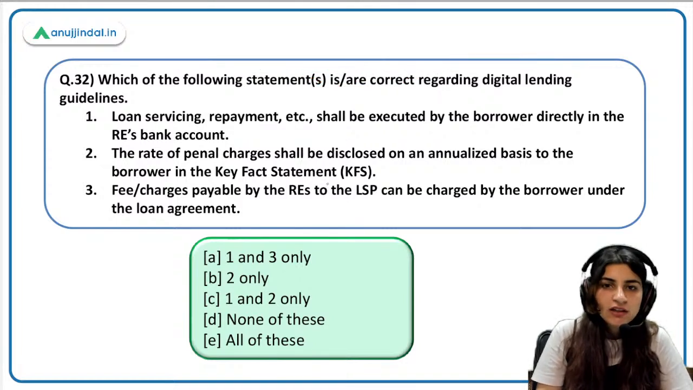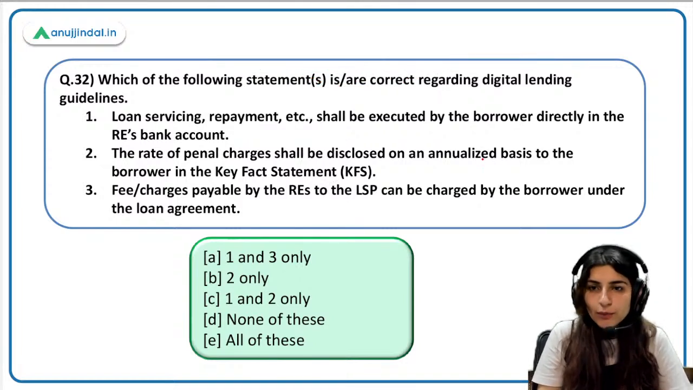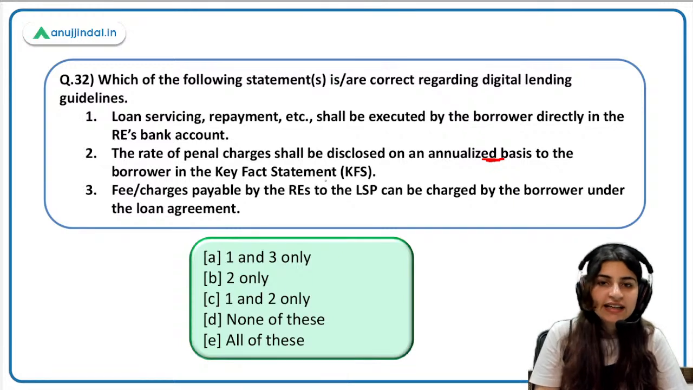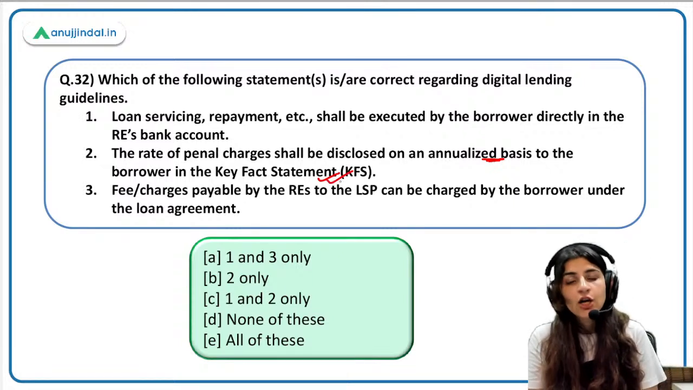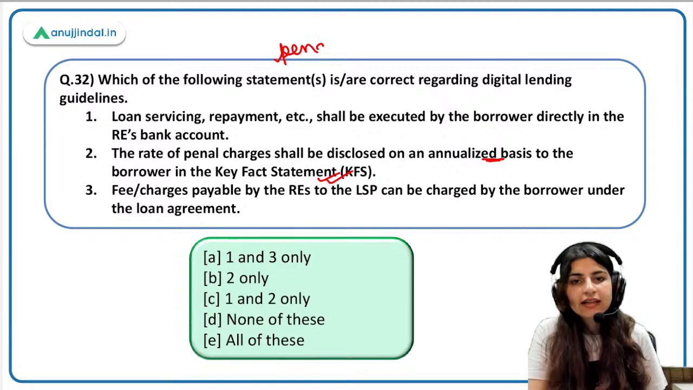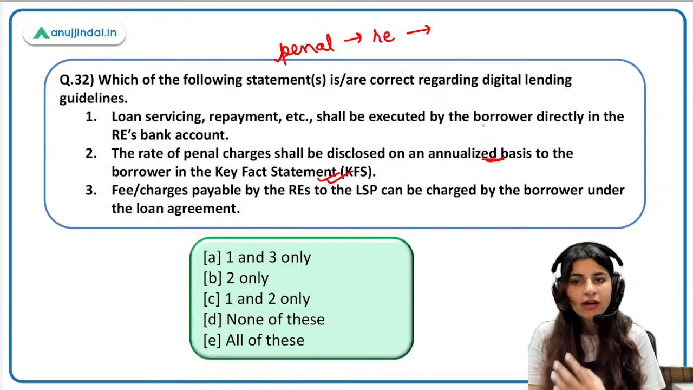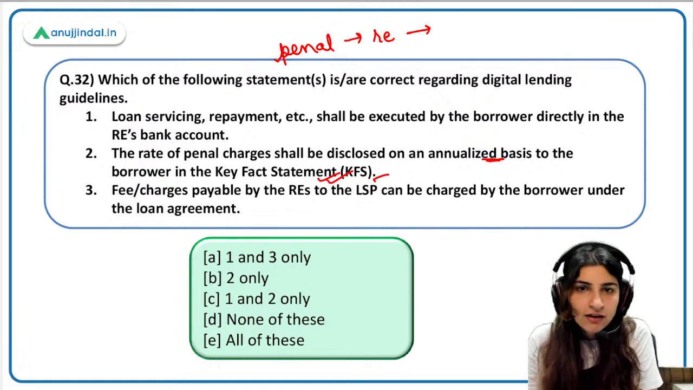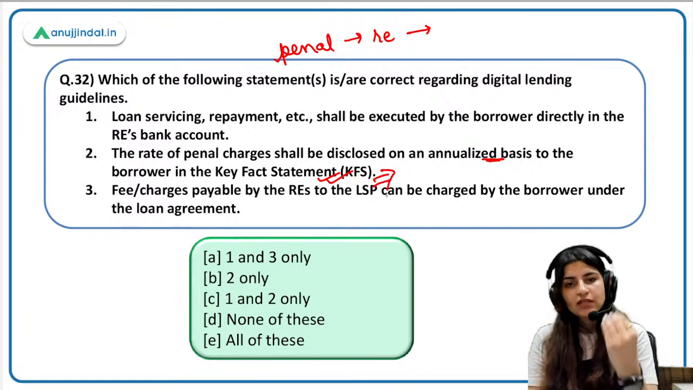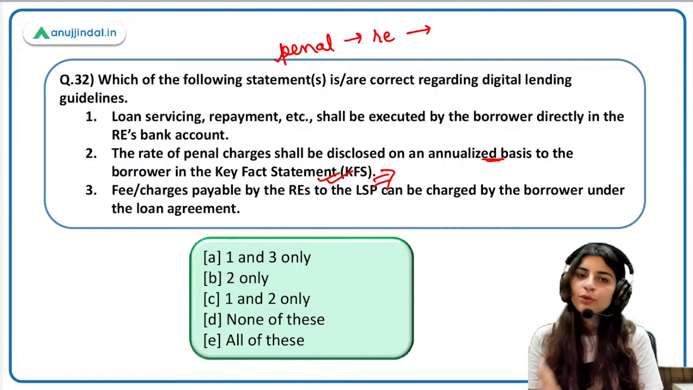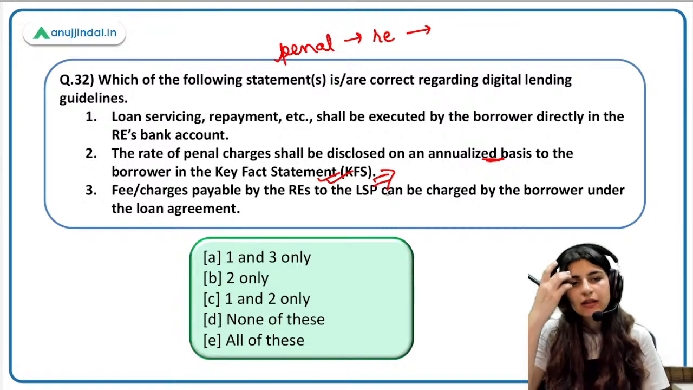The rate of penal charges shall be disclosed on an annualized basis to the borrower in key fact statement. This is actually correct. So if there is any penal charges levied by the RE to the borrower, they have to be disclosed on an annualized basis in the key fact statement. एक key fact statement आएगी जिसमें सारे facts mentioned होंगे. This will be given to the borrower, और इसमें penal charges के बारे में बताना होगा.